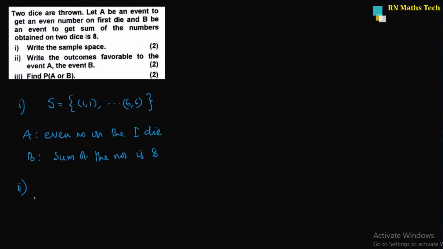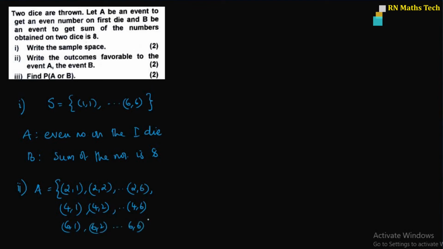Now second one, write the outcomes favorable to the events A and B. A is equal to even number on the first die: 2,1, 2,2, etc. to 2,6. Then 4,1, 4,2, etc. 4,6. Then 6,1, 6,2, etc. 6,6. Even number on the first die. So A is the event. Now B, sum of the numbers is 8. That is 2,6. Then 3,5. Then 4,4. 5,3. And 6,2.